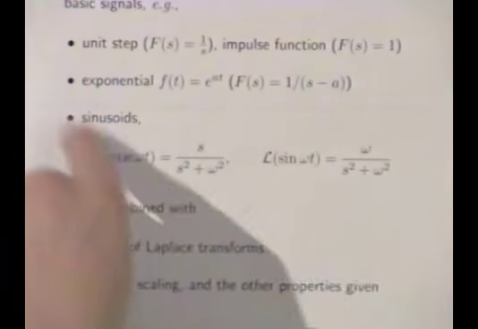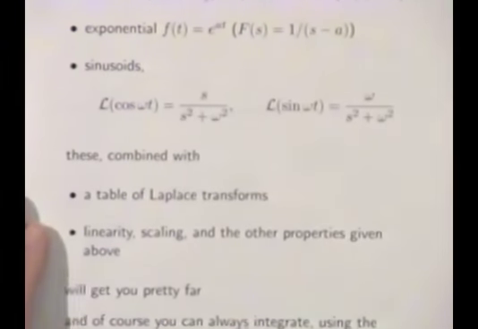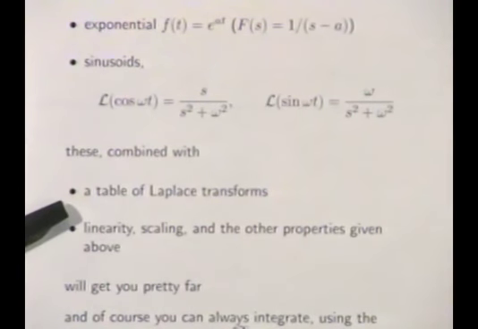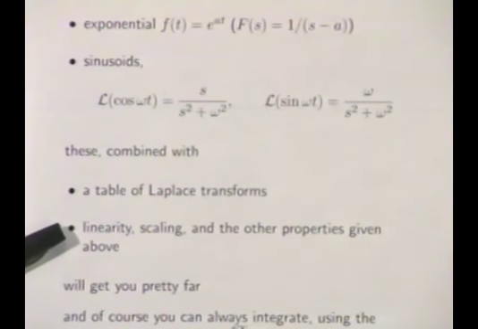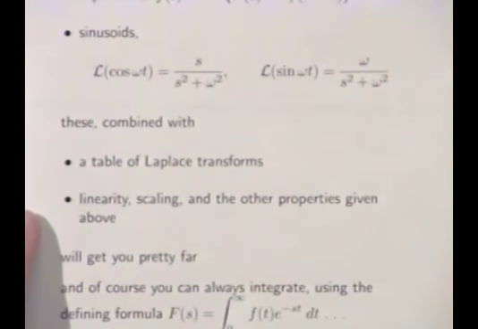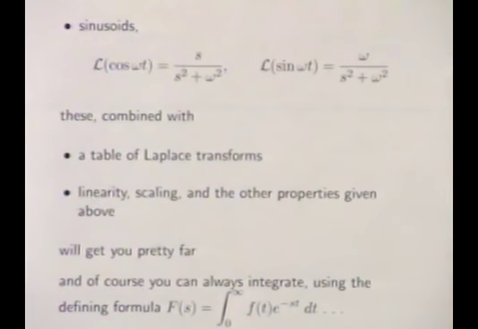Now, these at a minimum. If you combine these with a little table of Laplace transforms like we handed out to you, and these properties like linearity, scaling, and all these other properties I gave above, you'll get pretty far. This is sort of a synthetic method. It's the toolbox method. You know a couple of these things, and then you know a couple of these things, and then you kind of know a whole bunch of little ways to combine them. It'll get you pretty far.